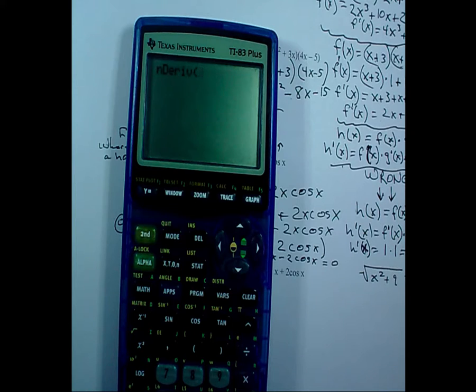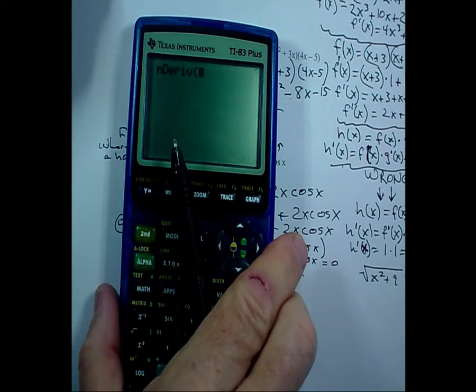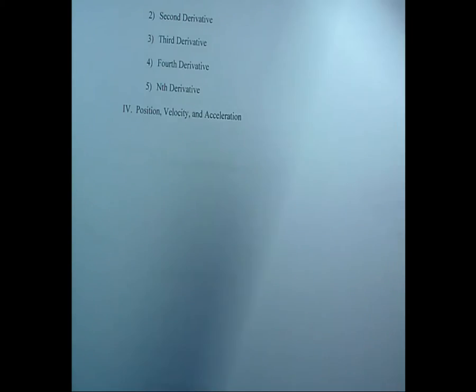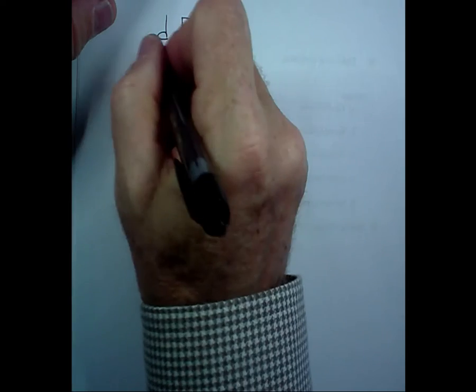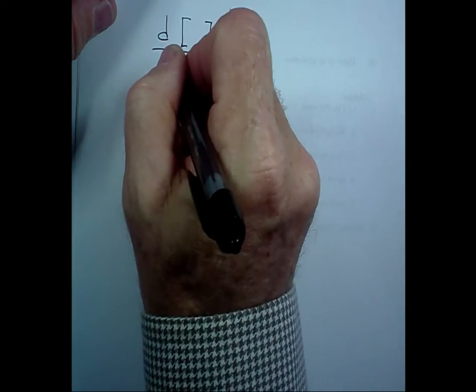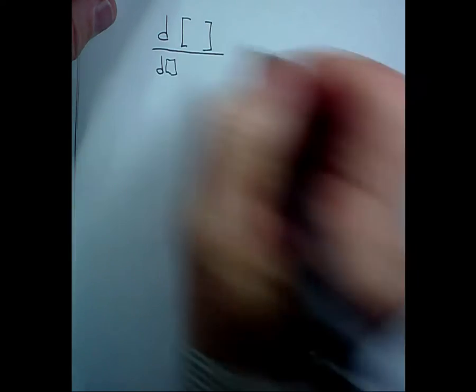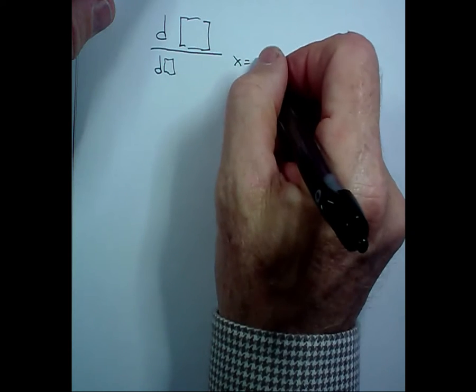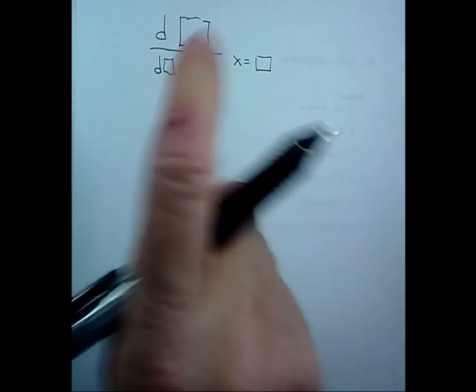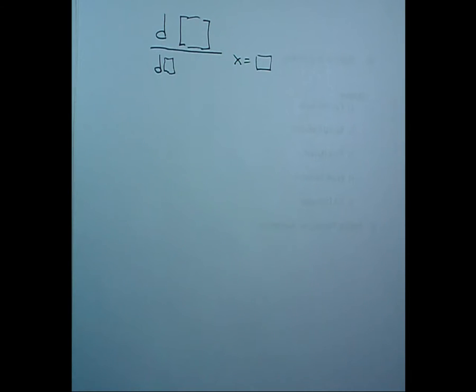It says nDeriv. Enhanced people, yours is something totally different. Yours looks like, let's see if I can show you. I think yours looks like this. And there's a little box here, right? Correct? There's a box here, correct? And then it says x equals box here, correct? All right. Just hold your horses.